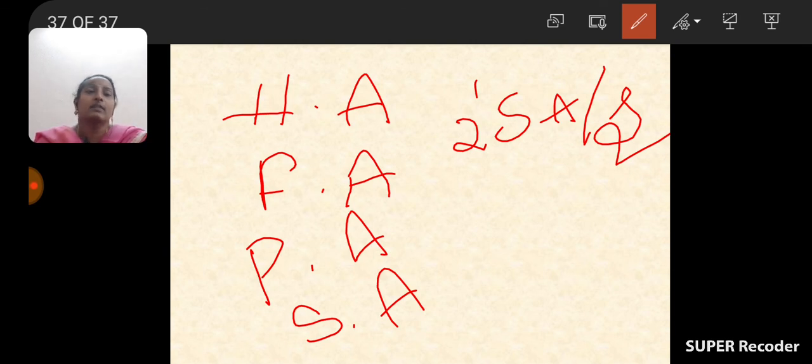For the sake of addition, how many circuits are there? Half adder, full adder, parallel adder, serial adder. For the sake of subtraction, one circuit is there, that is the 2's complement adder and subtractor.